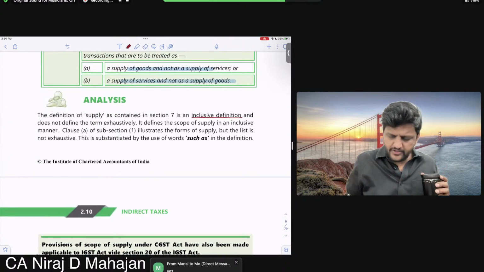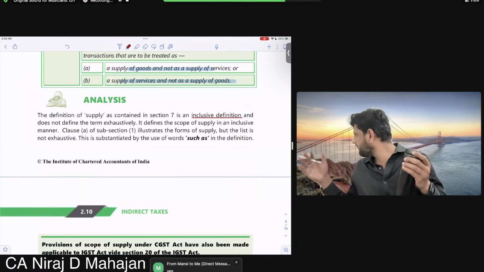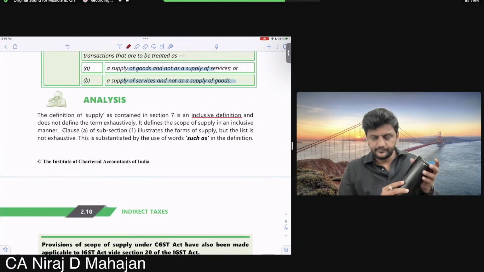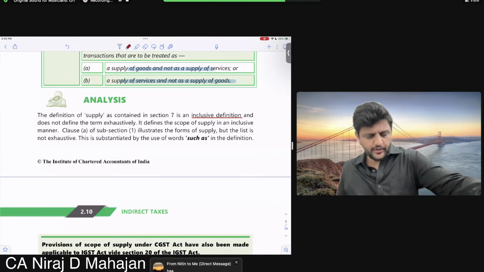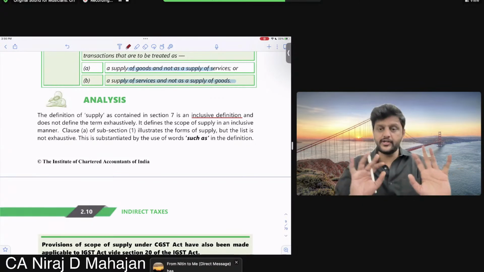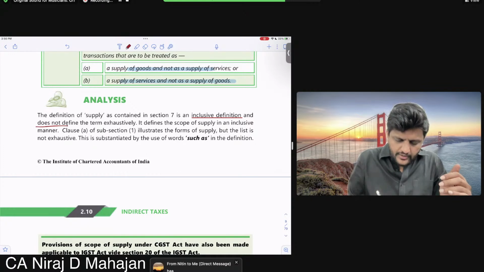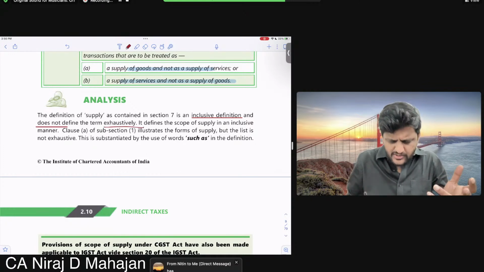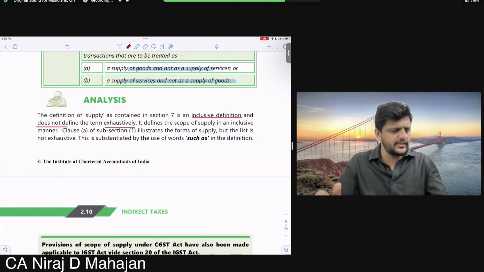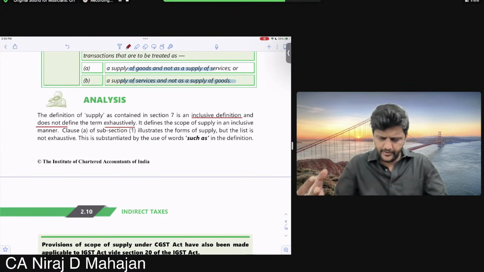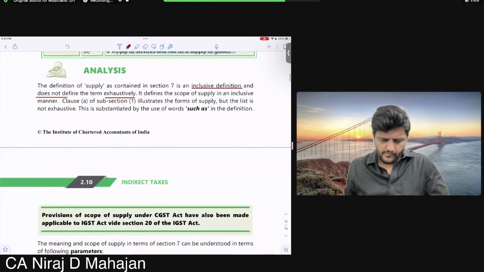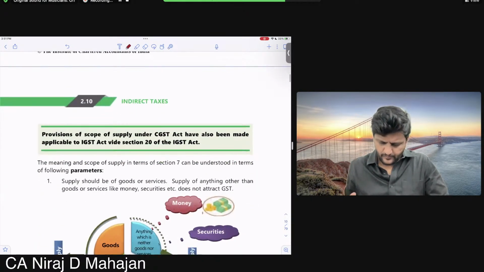It is an inclusive definition, okay? हाँ लगा दो. It does not define the term exhaustively. Means what? Whatever is written does not define the term exhaustively. Means whatever is given in the meaning is not a final meaning. You can expand the meaning. Okay? Okay, that is fine.